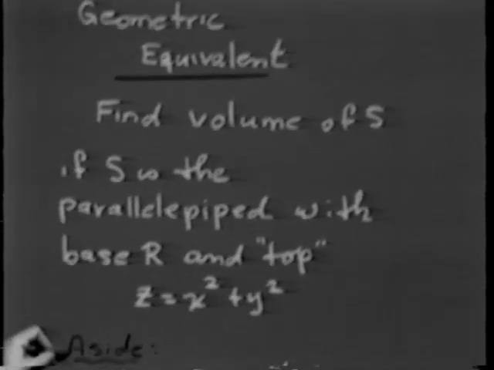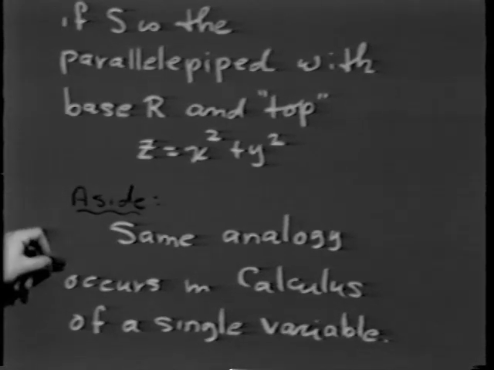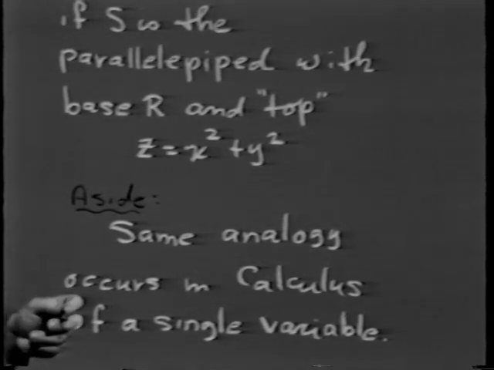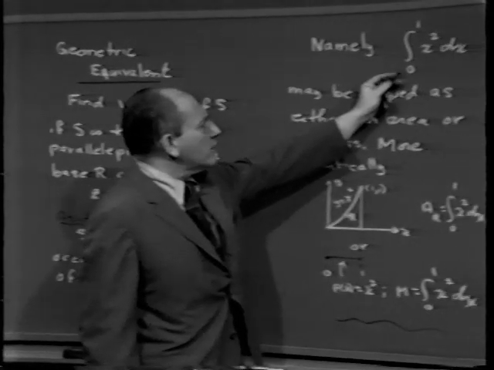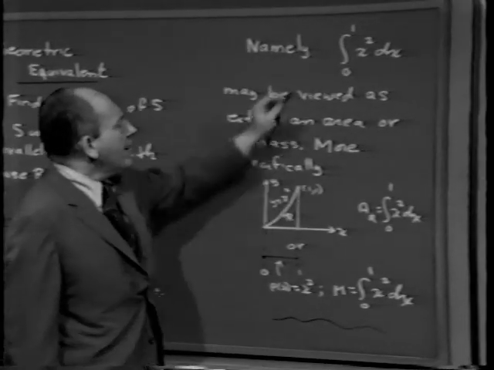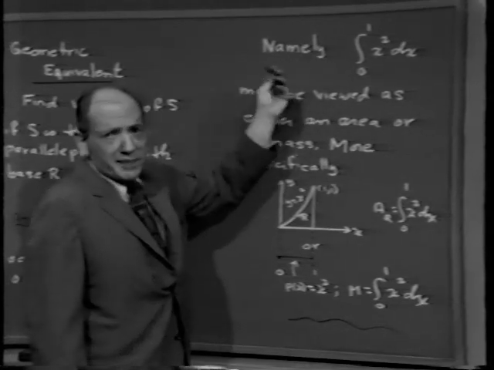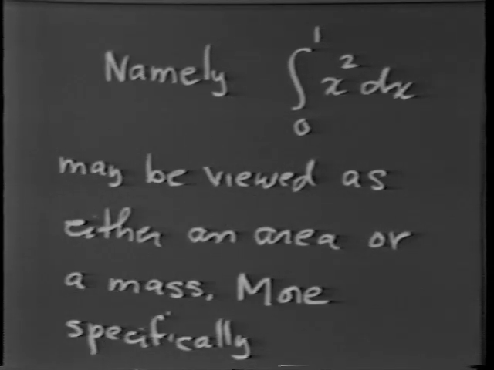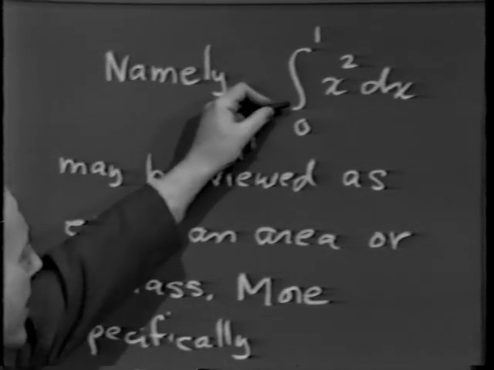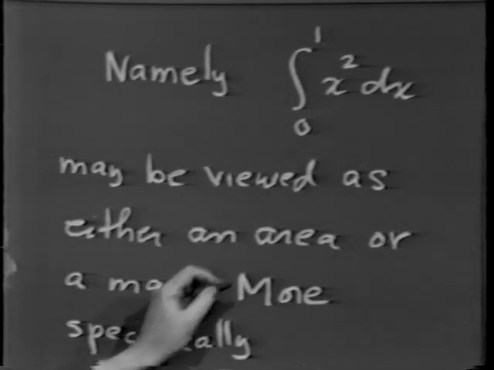And again, let me mention as an aside that the same analogy occurs in calculus of a single variable. Namely, if I write down the definite integral from 0 to 1 of x squared dx, I may view this in many ways, but two of the major ways in which I may view this: the major one that we emphasized in our course was as an area. I can also view this as a mass.